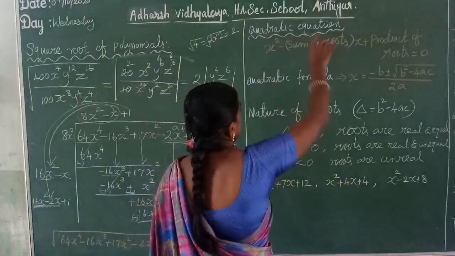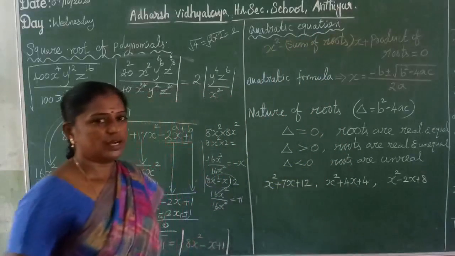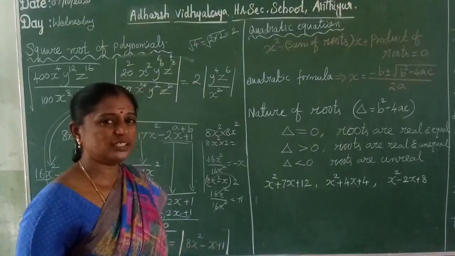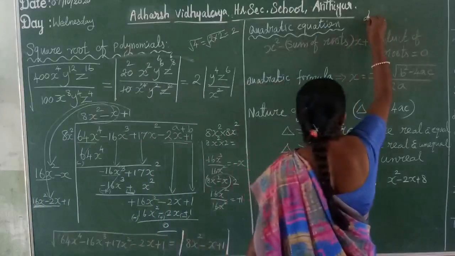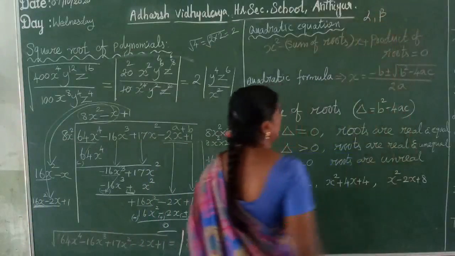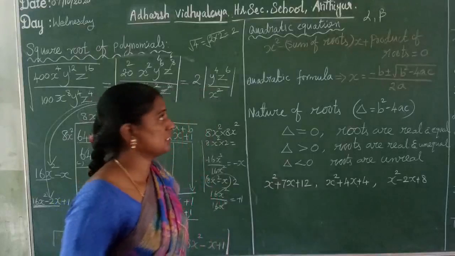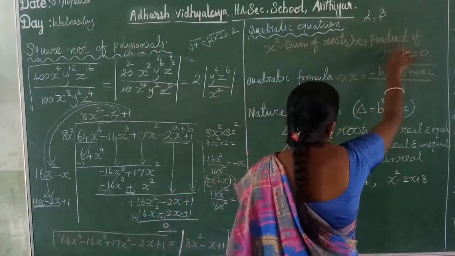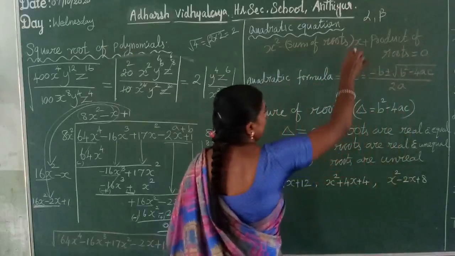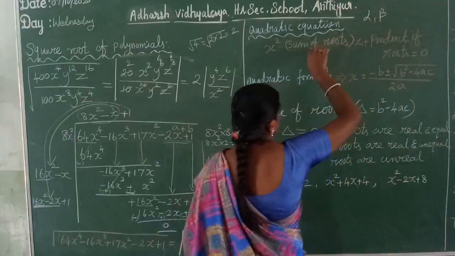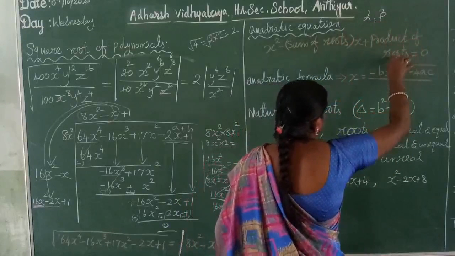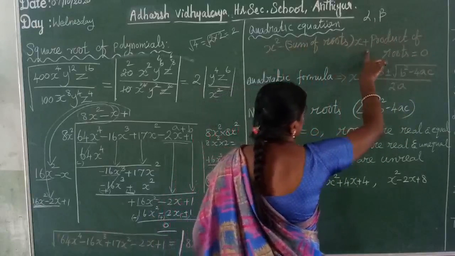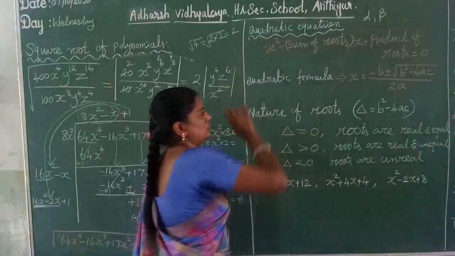So next one, quadratic equation. In a quadratic equation, how many roots are there? 2 roots. So consider one root is alpha, another root is beta. These root values are given. How do we find the quadratic equation? The formula is x square minus sum of roots into x plus product of roots equal to 0. So add these two root values and substitute here, and multiply these two and substitute here. We get the quadratic equation. This is a 2 mark question.